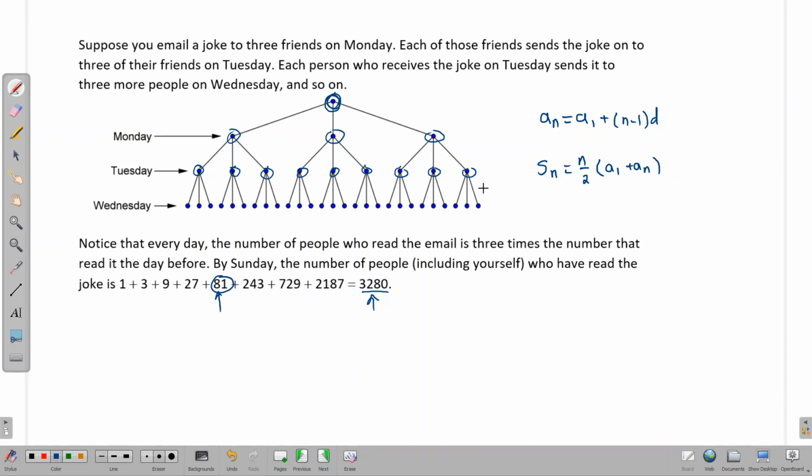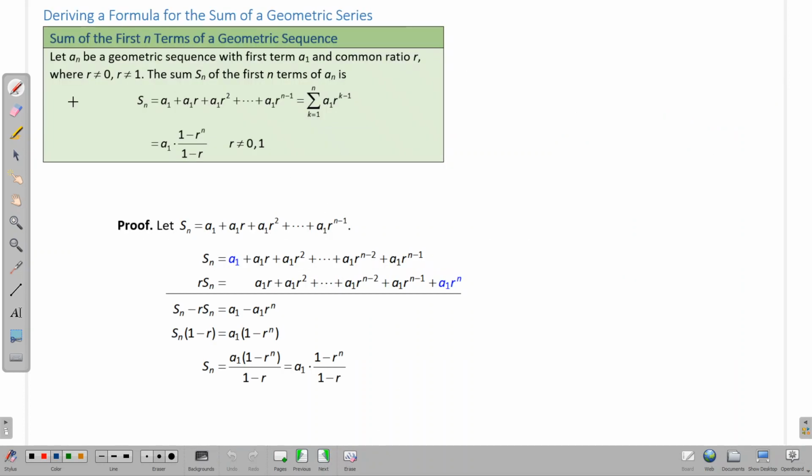So for geometric, we already came up with the individual explicit formula, meaning the corresponding formula for this was a sub n equals a1 r to the n minus 1. This gave you the nth term. Just like this gives you the nth term, this one gave you the nth term. So the question is, what is the formula for the sum of all those terms? So we're going to go straight to the answer. I've typed it up here as a theorem.